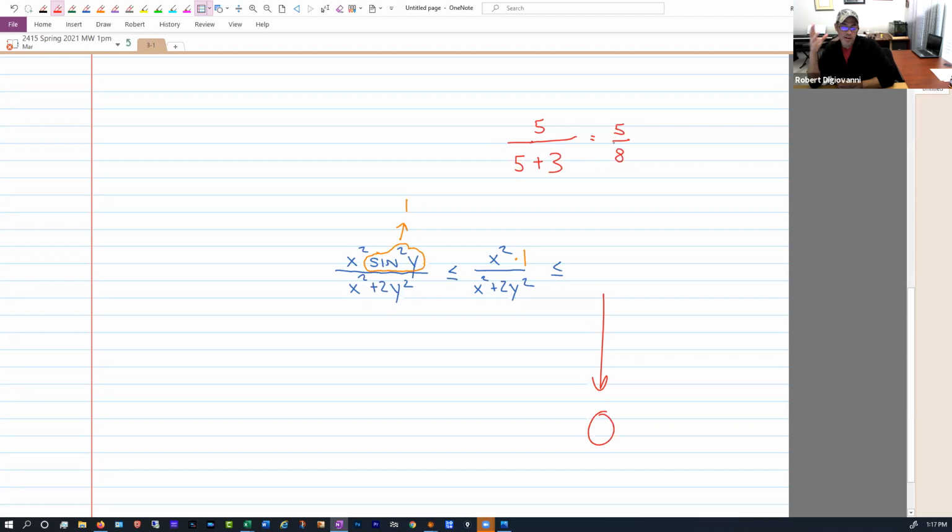Now, what I'm trying to get us to see here is that we should all be comfortable with the idea that if you make the numerator of something bigger, the fraction gets bigger. And if you make the denominator of a fraction bigger without doing that, then the fraction gets smaller, doesn't it?